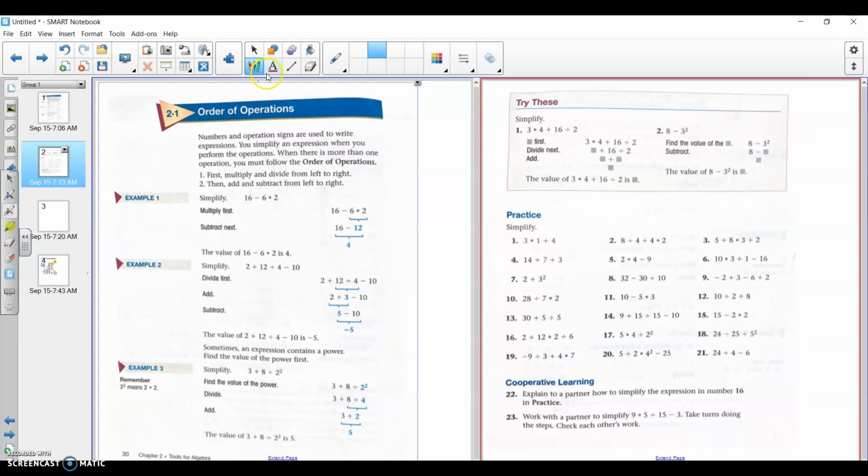Right, chapter 2, section 1, order of operations. You guys are pretty good with this, pretty simple. So we'll get started and then we'll show you your bookwork here. Page 30 and 31 from the textbook.